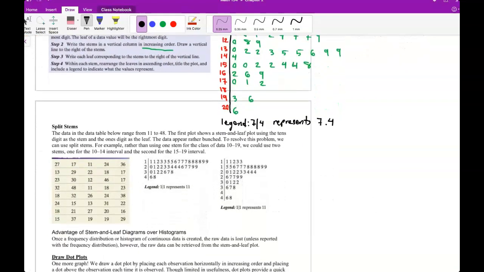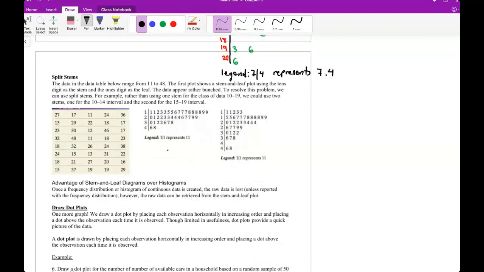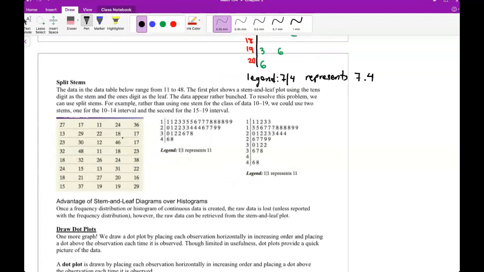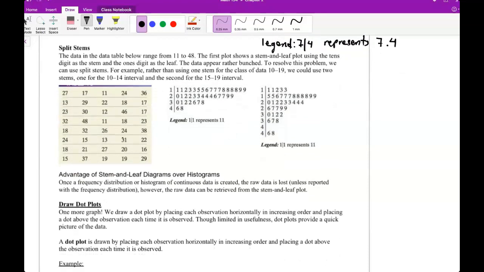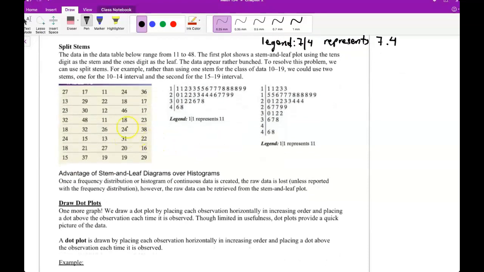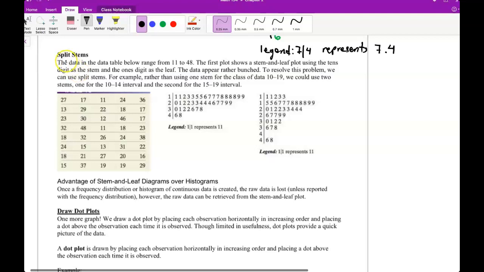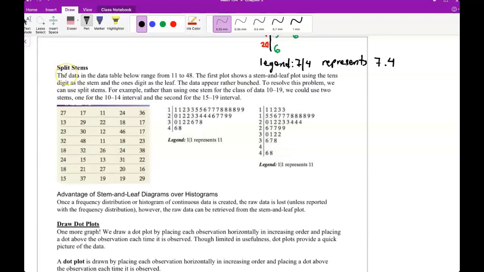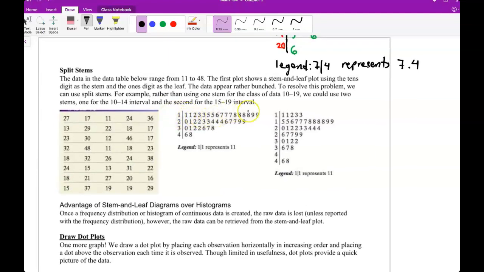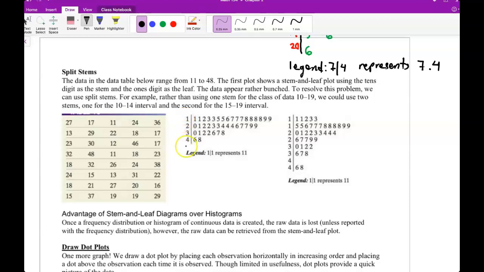We finished that one. Next page. Here again we have a stem and leaves. What we have here is split stems, and that is when we have too many numbers in one class. So these are the data we have. Based on these data, on the first column we have the stem. So we have these stems here, and here are the leaves.